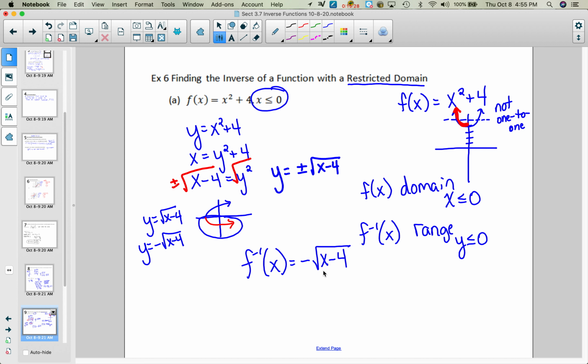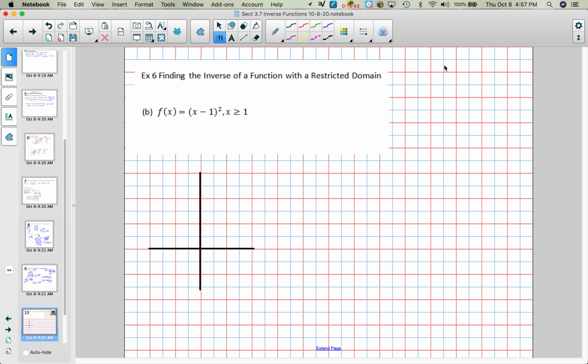Okay, so that's how you determine which part of the graph you would want, which part you would need. Look at the domain. Remember that the domain of the function becomes the range of the inverse function. Okay, so let's think about this one. Think about what you know this picture looks like. This is a parabola. Move to the right one.